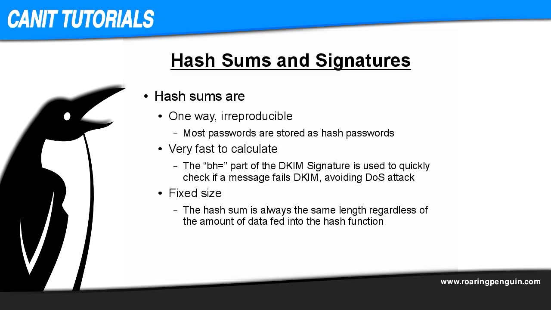Finally, hash sums are a fixed size. No matter how much data is fed into the function, the output is always the same length. So, whether your email is a short greeting or several megabytes of pictures, the signature will always be short, and so the addition of a DKIM signature won't make a significant difference in the size of the message.